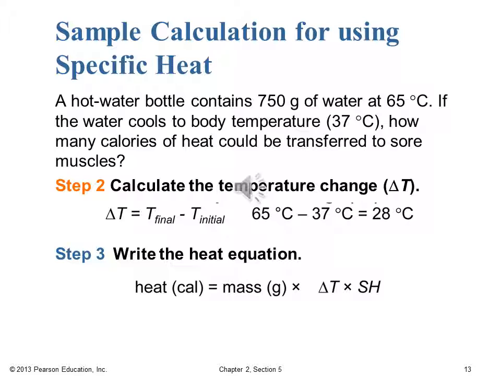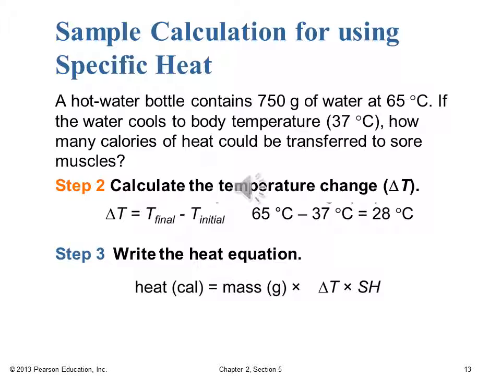Okay, now step 2, notice how tricky this is. We're looking for the heat transferred to the sore muscles. So we're assuming that the final temperature of the sore muscles is 65 degrees Celsius and they started at 37 degrees Celsius. We're not looking at the water bottle, which went from an initial temperature of 65 down to 37. We're looking at the muscles, which we assume started at 37 and went up to that 65 degrees Celsius.